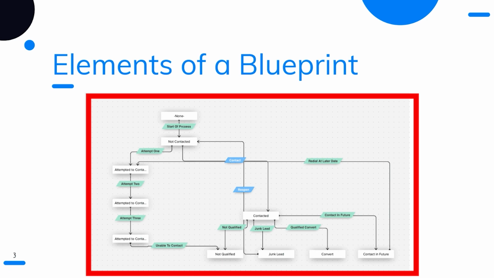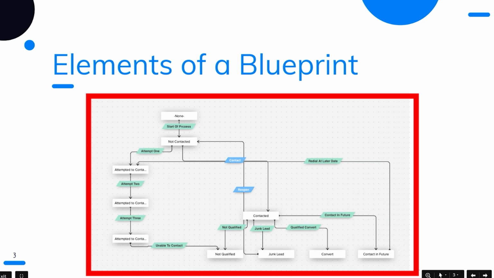The first element is stages, and these represent the different phases of your sales cycle, such as lead qualification, negotiation, and closing. Each stage defines a specific point in your sales process and serves as a milestone for progress. By organizing your sales cycle into stages, you gain clarity on where each deal stands and what needs to be done to move forward. The stages are represented in white here.